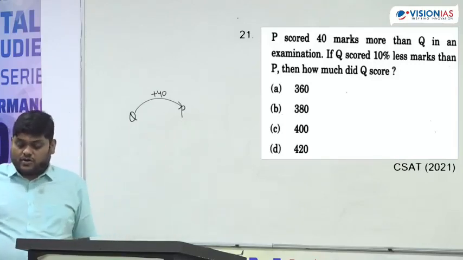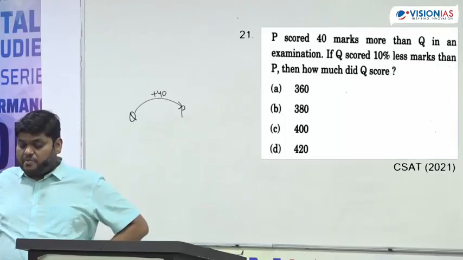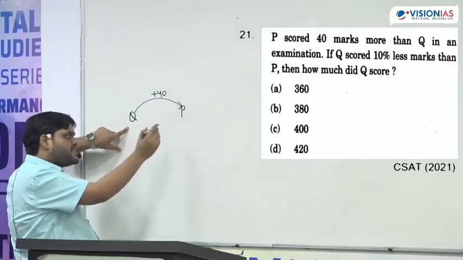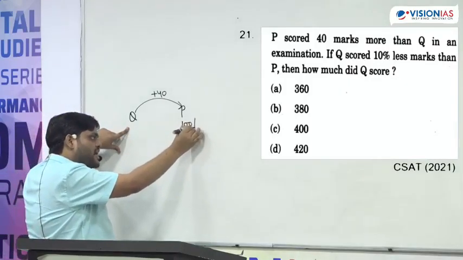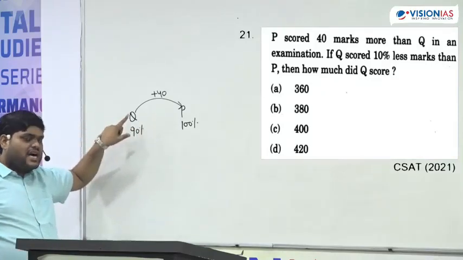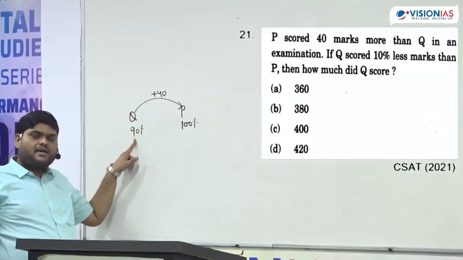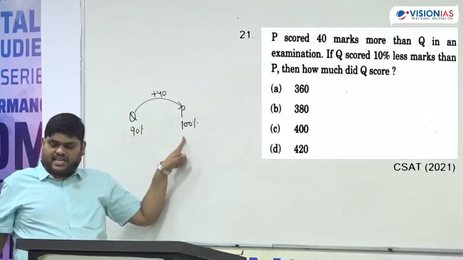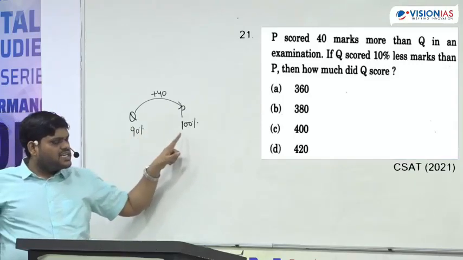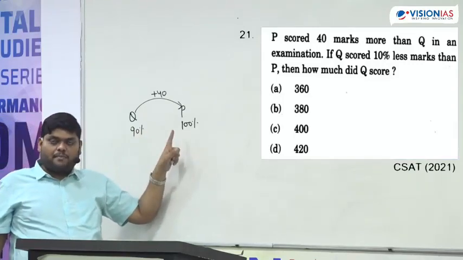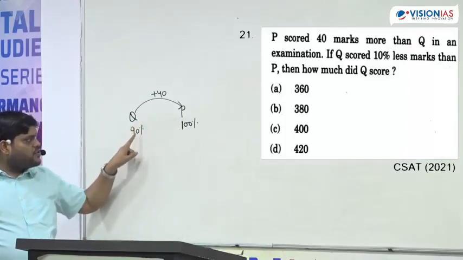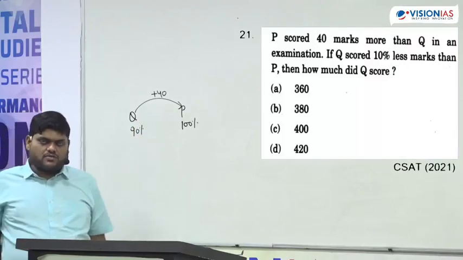Now, what is the question? If Q scored 10% less marks than P, that means if P is scoring 100%, Q is scoring 90%, because Q is 10% less than P. Are you getting my point or not? Now the question is over.